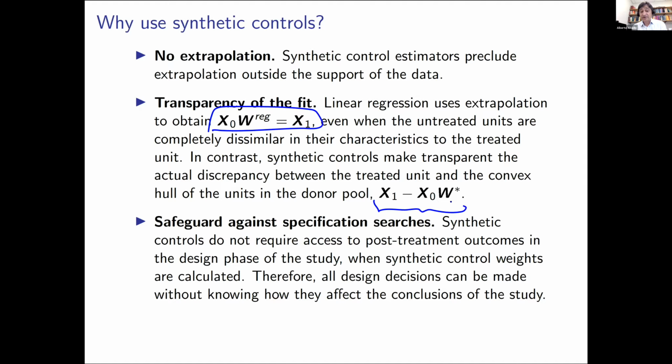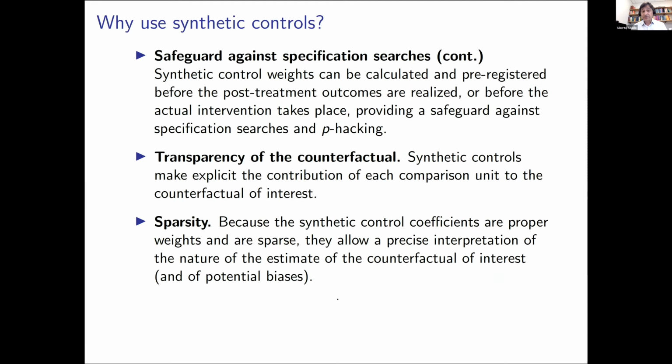Also, unlike in regression analysis, we don't need data on post-treatment outcomes in the design phase of the study when we are trying to calculate this vector W star. To calculate W star, we don't need any data on outcomes after the intervention. Therefore, we can make all design decisions without knowing how they are going to affect the conclusions of our study. Not only that, these synthetic control weights can be calculated and pre-registered before even post-intervention outcomes are realized or before the actual intervention takes place. Okay, and this provides a safeguard against specification searches and p-hacking, something that is worrying many people now.